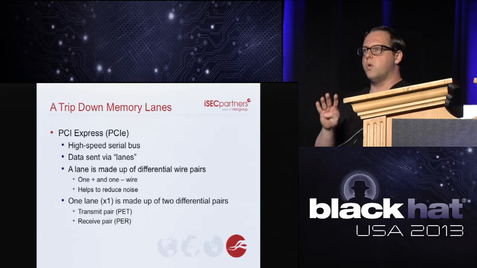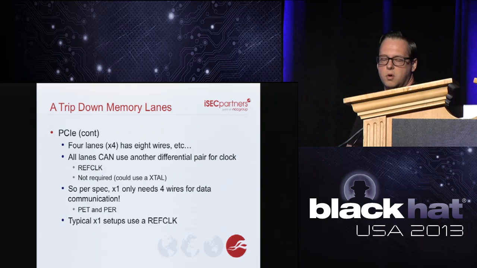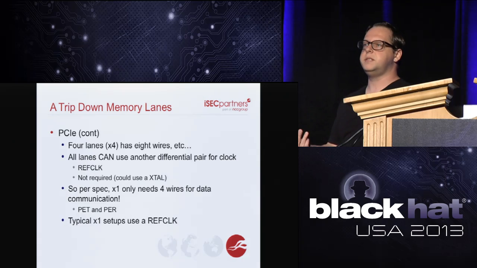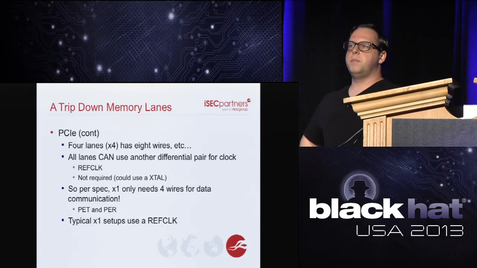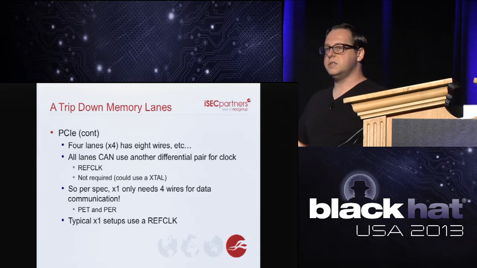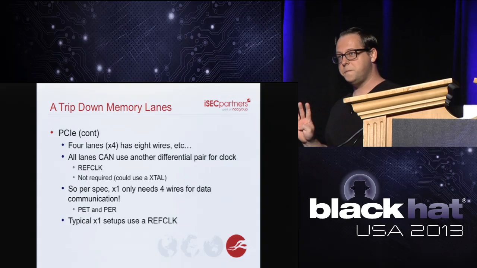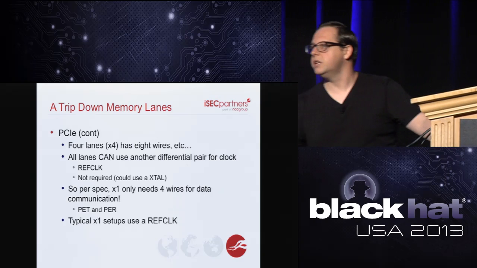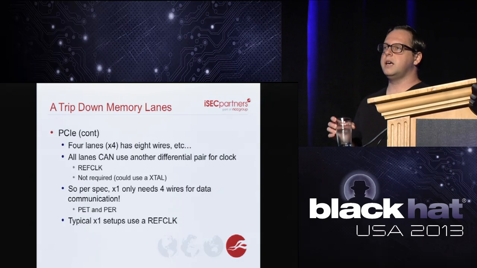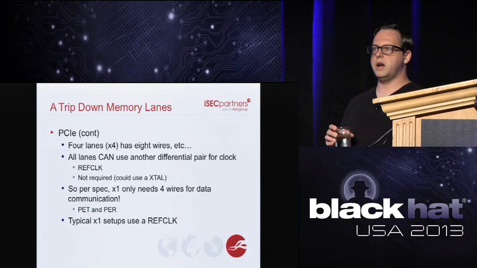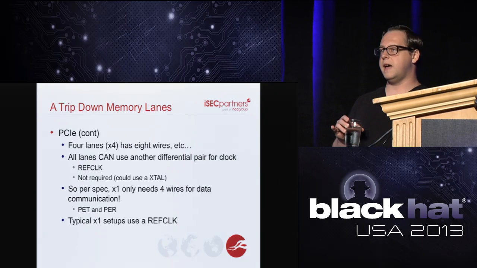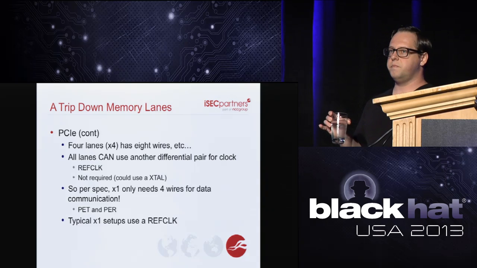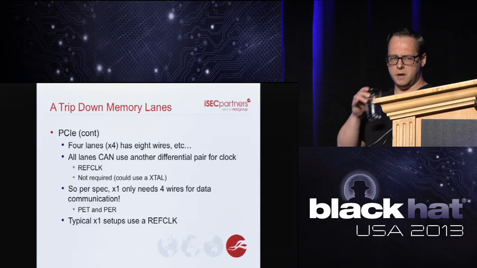Those four lines make up a single lane, or x1 PCI Express. Per the PCI SIG specification, the minimum number of wires needed for PCI Express is 4. Single lane PCI Express only needs 4 wires. I thought that was really interesting. A reference clock is optional, it's not required, and you can get away with a 2.5 gigahertz oscillator with plus or minus 300 ppm.